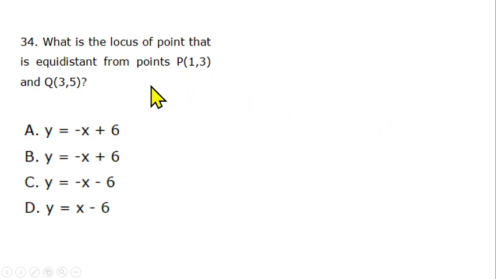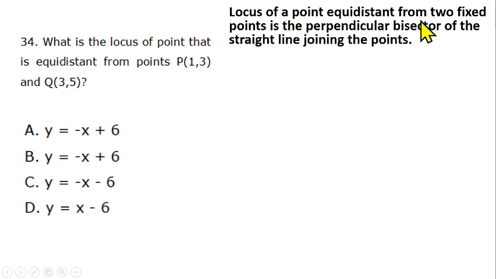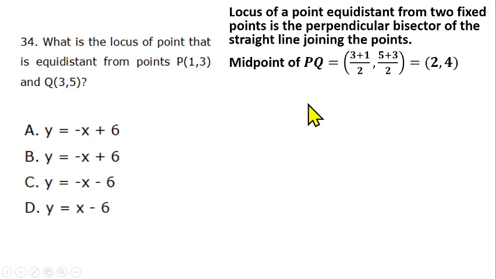Now the locus of this point P and point Q is the line that divides the line that joins this point and this point together into 2 equal halves. So the locus of a point equidistant from 2 fixed points is the perpendicular bisector of the straight line joining the 2 points. So that means we'll be having point P and point Q. Then from there we have to find the line that passes through the 2 points, and then that line is the center of the 2 points.